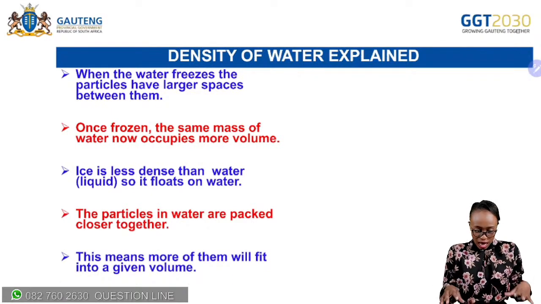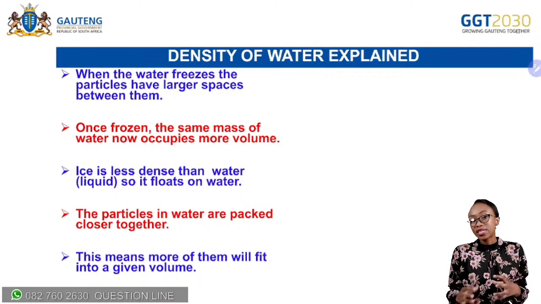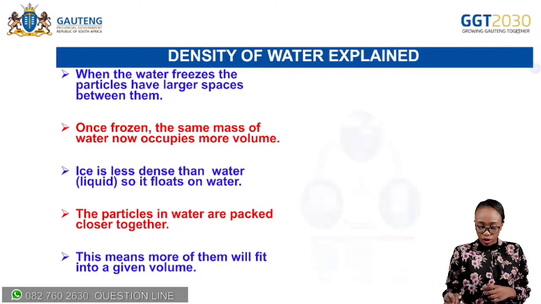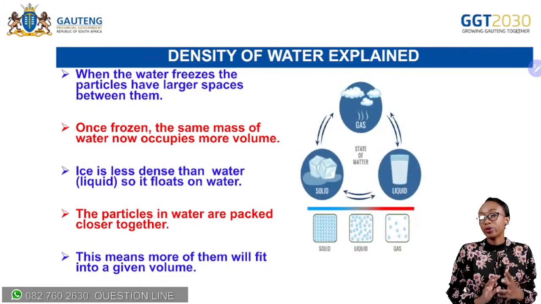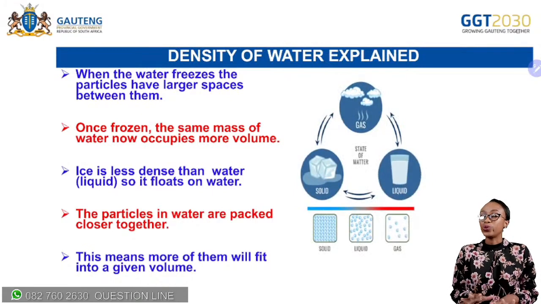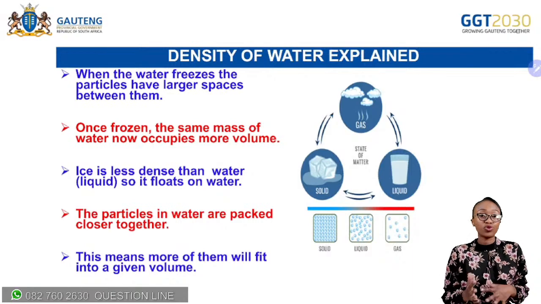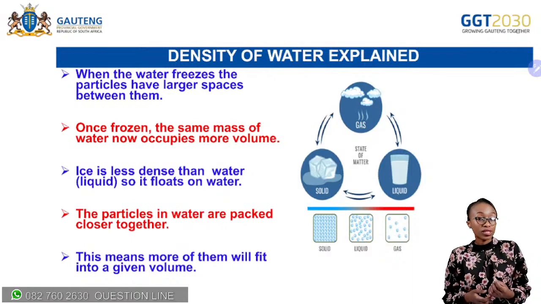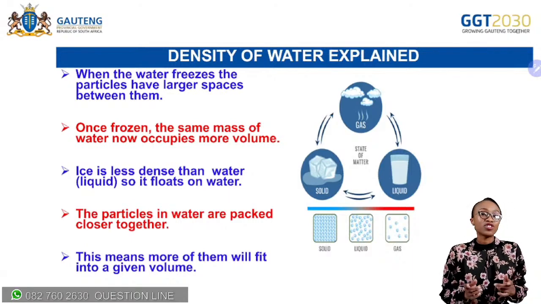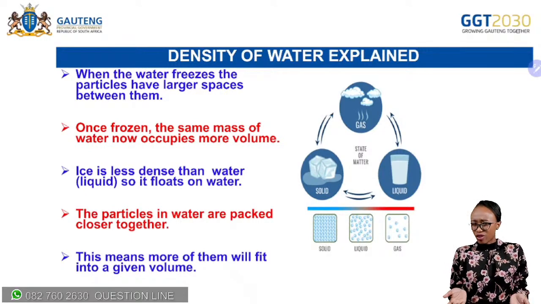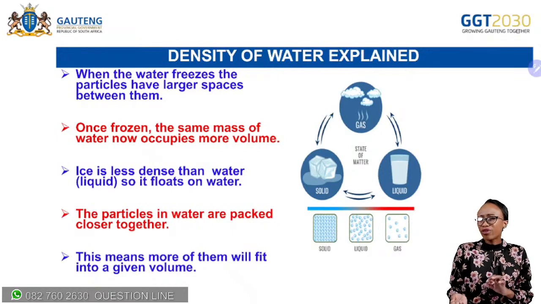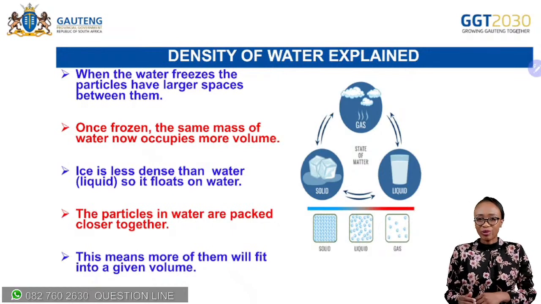And this means that more of them will fit into a given volume. So here's a picture of the three states in which water exists and how the particles are probably arranged. We've got solid ice, we've got liquid, and we've got a gas, which is your water vapor and your steam. So that is the density of water. If ever you're wondering why your ice is a solid but floats on the water, now you know.